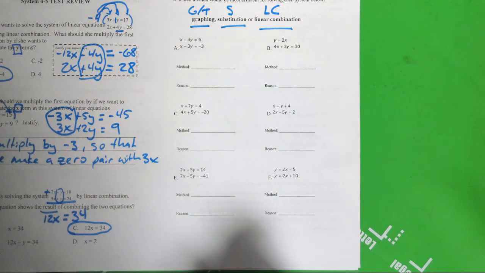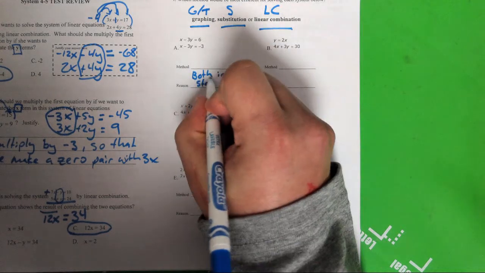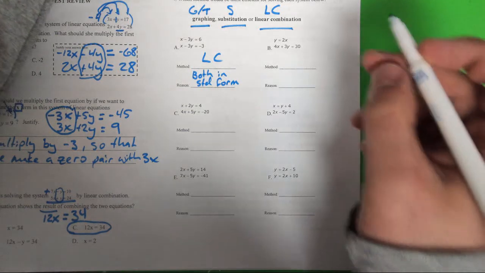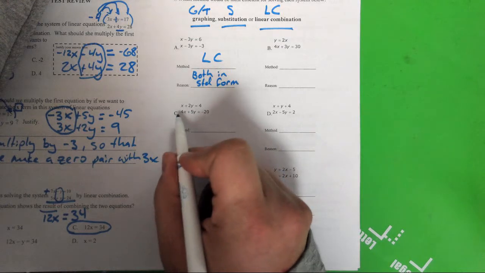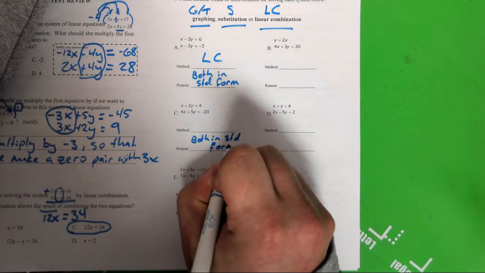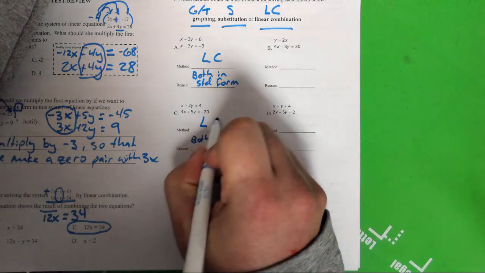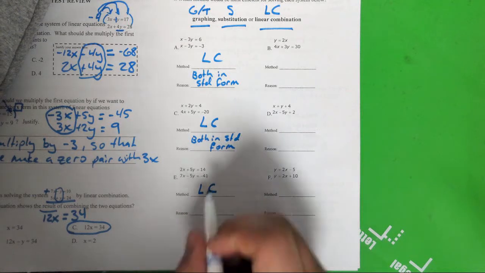What we're looking for with linear combination: both in standard form. That's what we see here in A, both in standard form. So if they're both in standard form, textbook linear combination. That's what we've been working on this past week and a half or so. We can keep going with C. It's the same sort of thing, they're both in standard form again. So that's LC. We'd be looking for that zero pair, making one. Same thing here, standard form. Look at E, both in standard form.